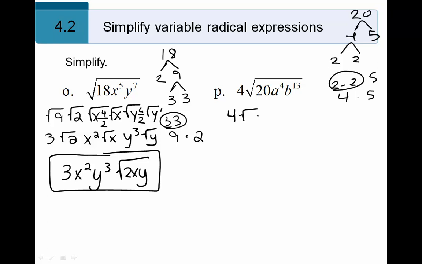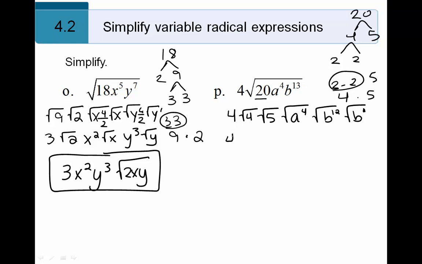Now I'm splitting up the 20. Radical 4 times radical 5 is the radical 20. The square root of a to the fourth, I don't have to do anything with that. I can divide it by 2. The b to the 13th, I'm going to take 1 away. And the leftover 1 I'll put by itself. And now I'm ready to simplify.